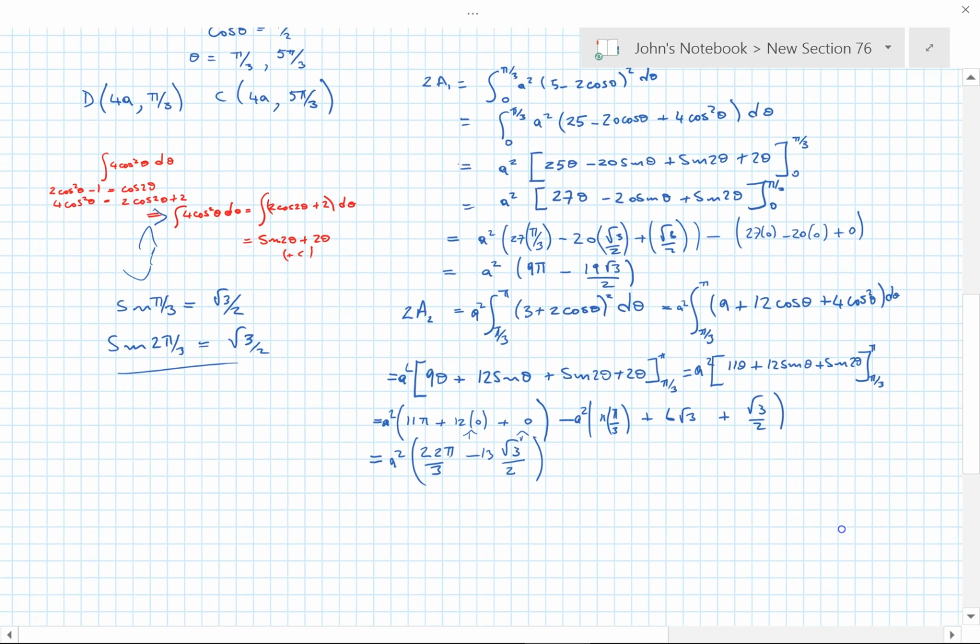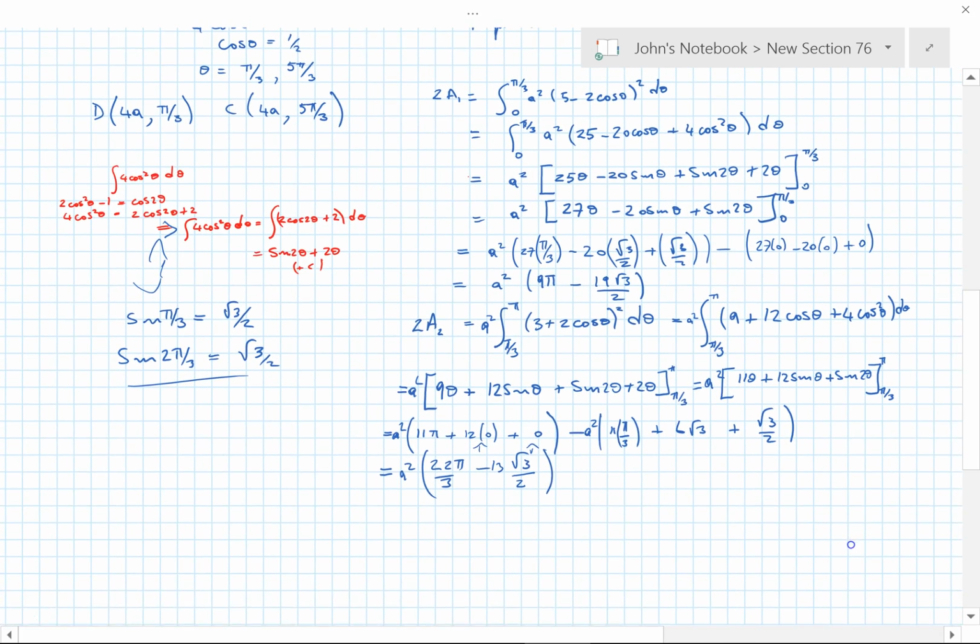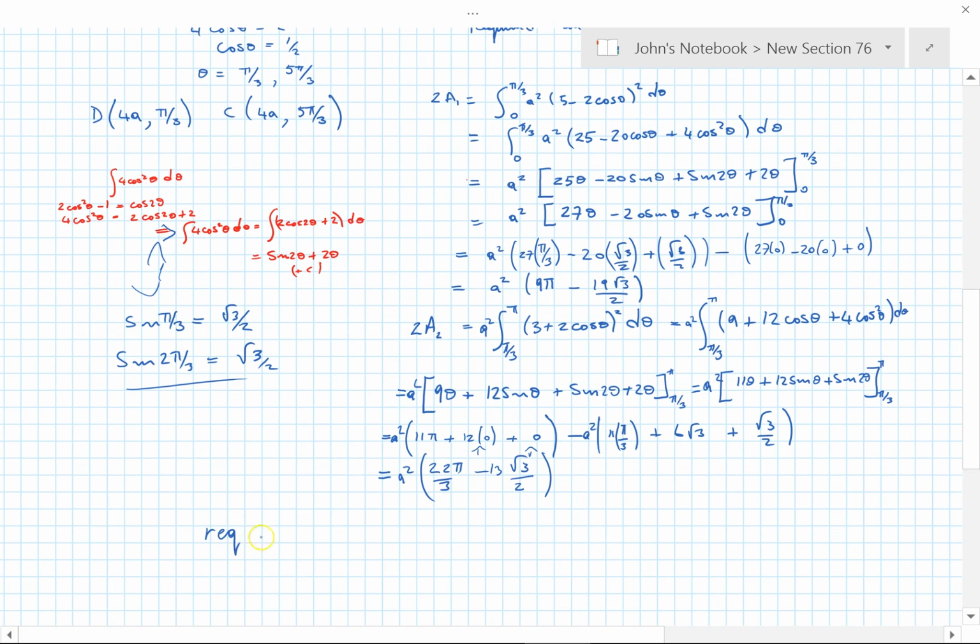Okay, so we're nearly there now. So the required area, as I said, was equal to 2A1 plus 2A2, which is equal to a squared times 9 pi minus 19 square root of 3 over 2, plus a squared times 22 pi over 3 minus 13 square root of 3 over 2.